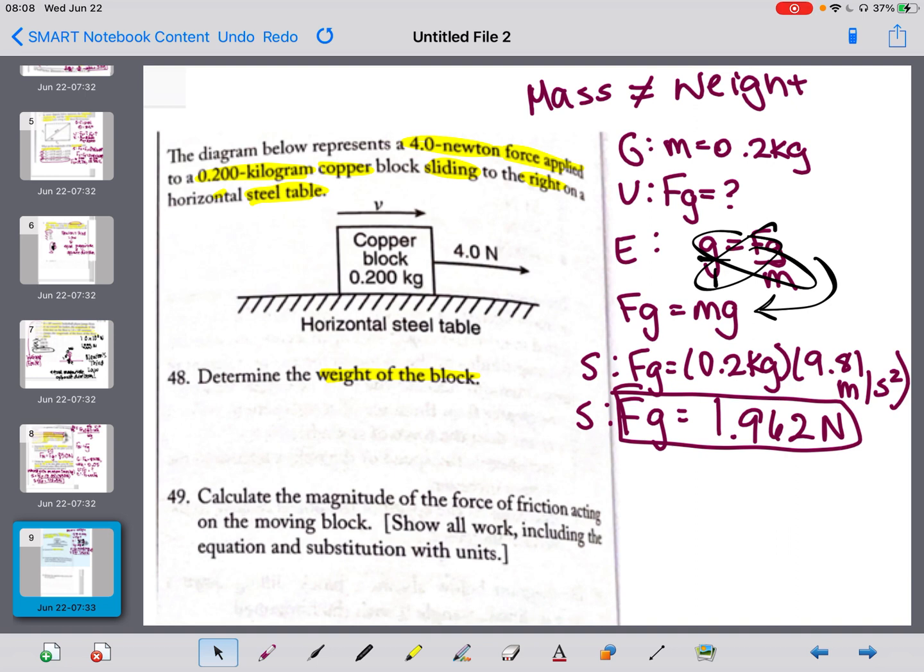Then it says calculate the magnitude of the force of friction acting on the block that is moving. If we wanted to make this a free body diagram, this is my normal force. This is my force of gravity. You know that if there's an applied force moving in this direction, friction goes in the opposite direction. So you'd have some sort of frictional force over there, and then this would be your applied force.